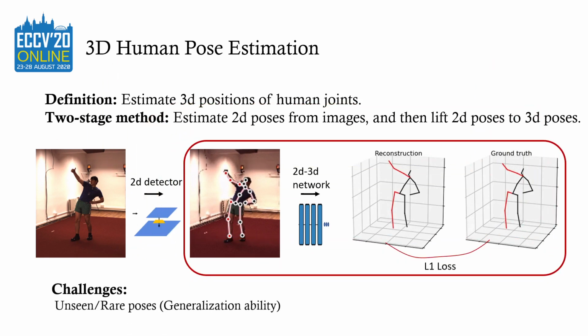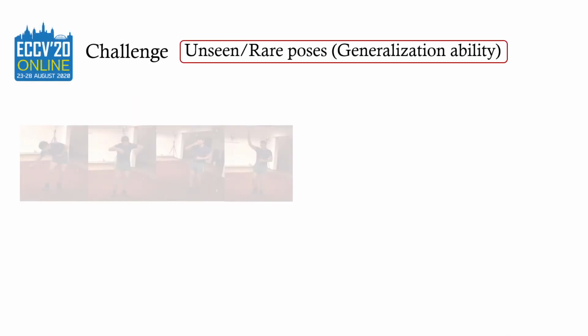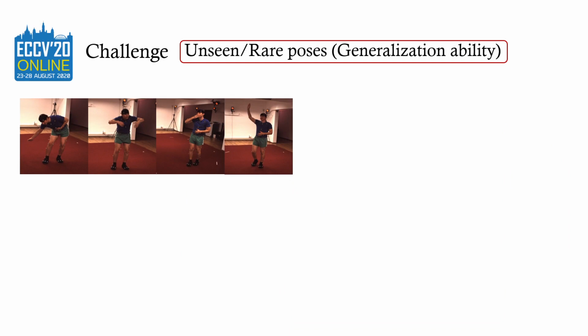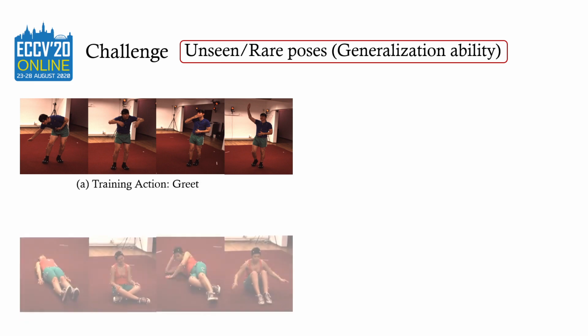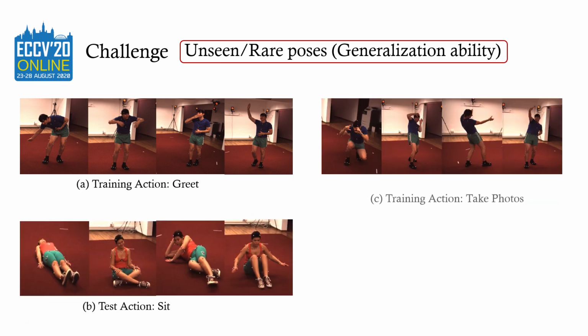One of the challenges for single-view based methods is insufficient generalization ability. When test poses have not been seen in the training set, it is really hard to predict promising locations. For instance, if we train a model on the action greeting and test on sitting, those sitting poses will be hard to predict well.